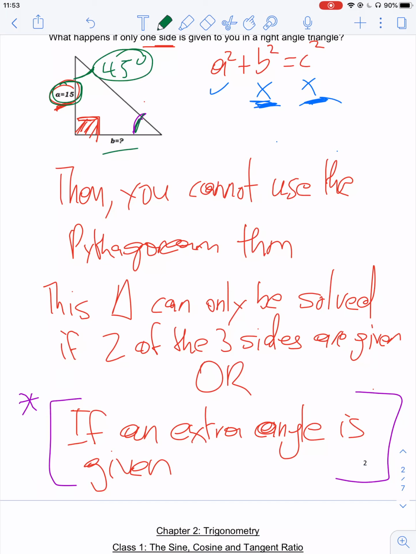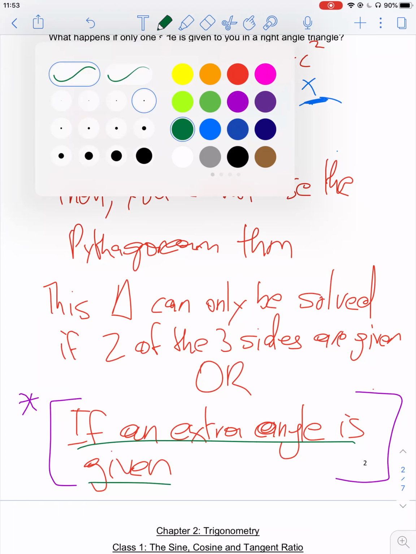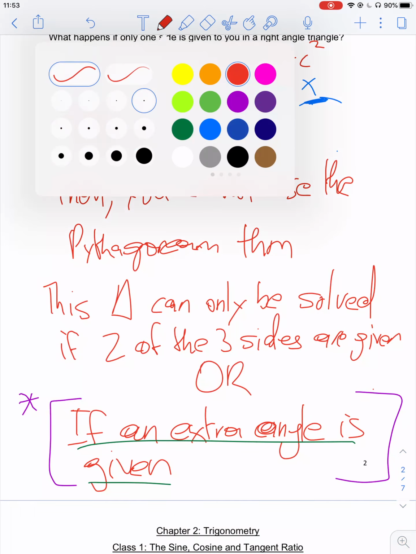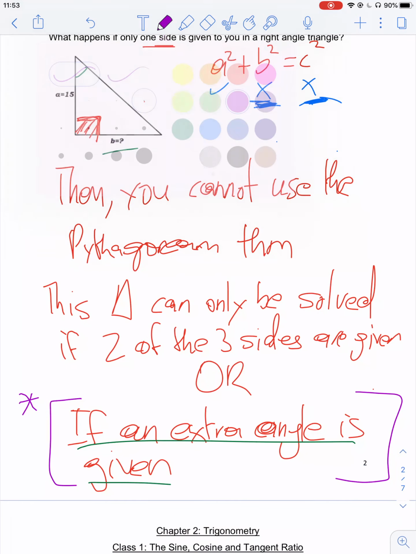If an extra angle is given, an angle that is not the 90, since I already know that one of my angles is 90. I just need another one, either the one in green or the one in purple, and then I can solve this triangle. I can find any side, and actually find all the sides in this triangle and all the other missing angles, which is the goal we're going to work towards.